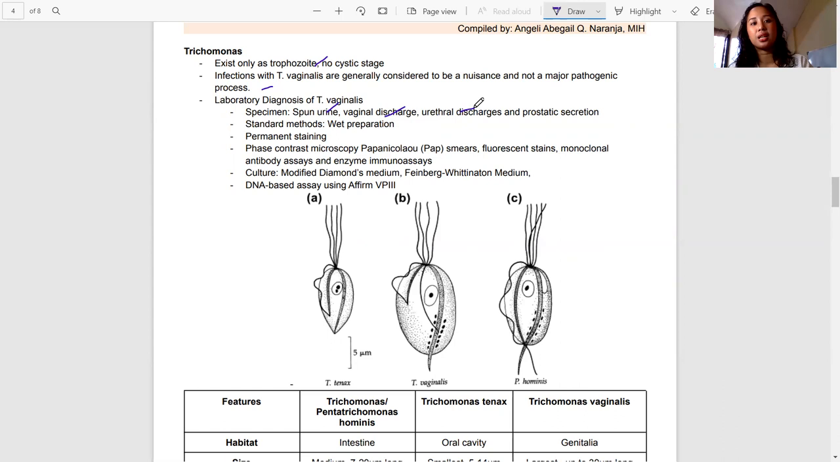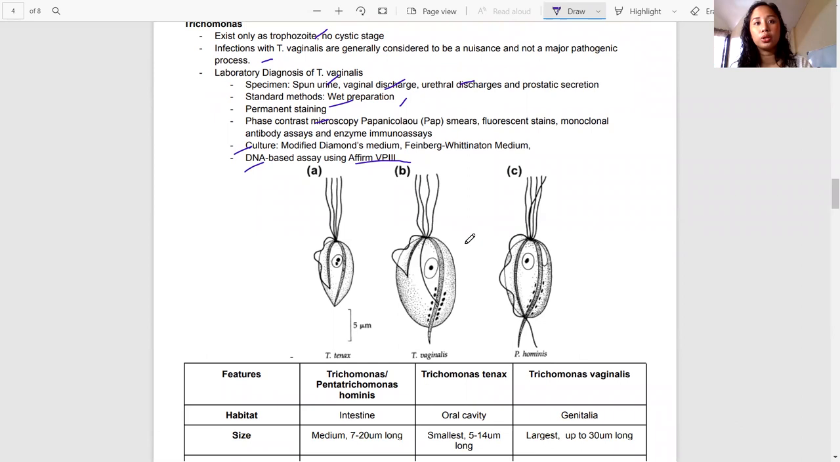Standard methods, wet preparation, NSS, iodine, permanent staining, phase contrast, pap smear. We have culture method and DNA-based assay, Affirm VP III. So class, ang pinakamalaki sa kanilang mga trichomonas is ang ating vaginalis. Next is your Pentatrichomonas hominis, and your tenax.